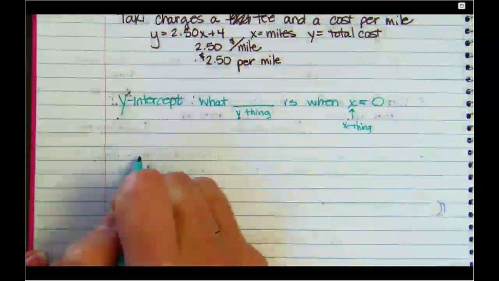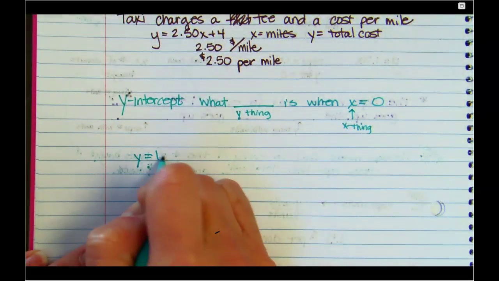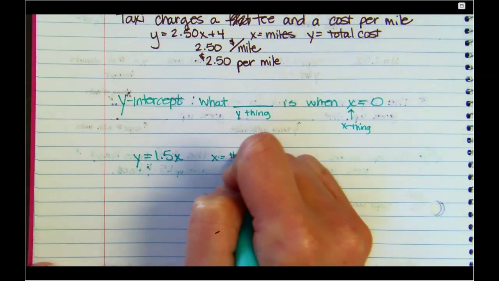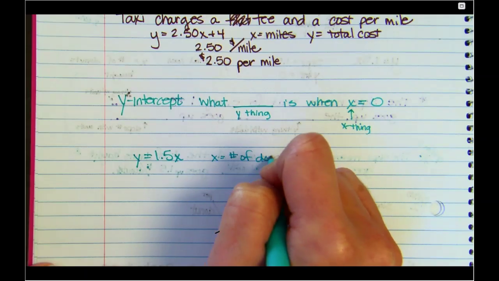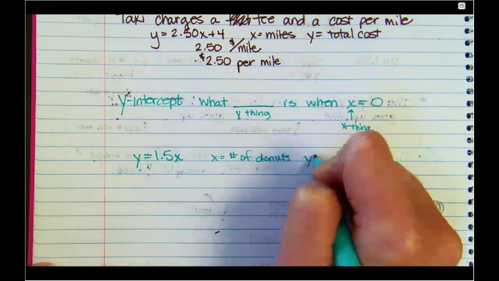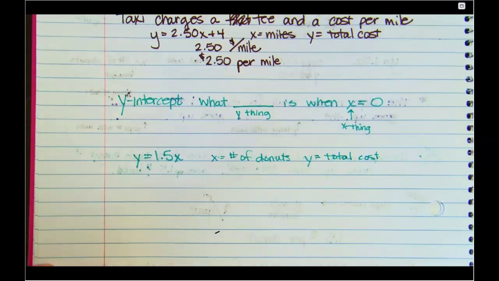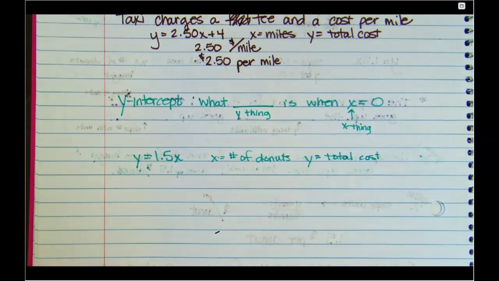Okay, so if we go back to my first one, which was donuts at Wesco. x was number of donuts and y was total cost. I'll wait a second because you guys are probably still writing.